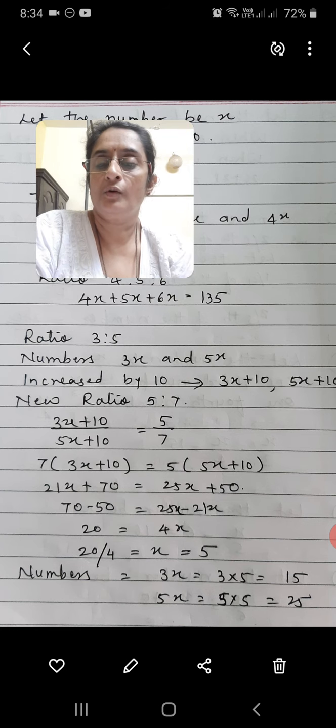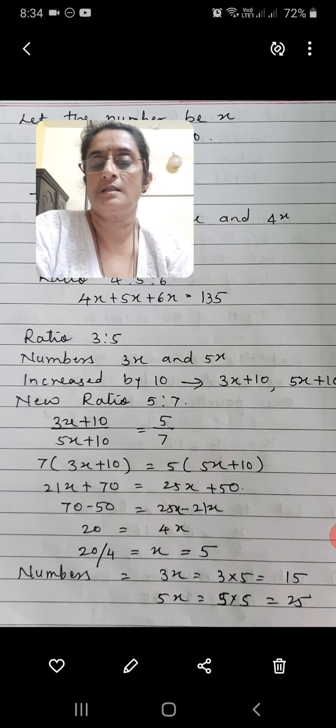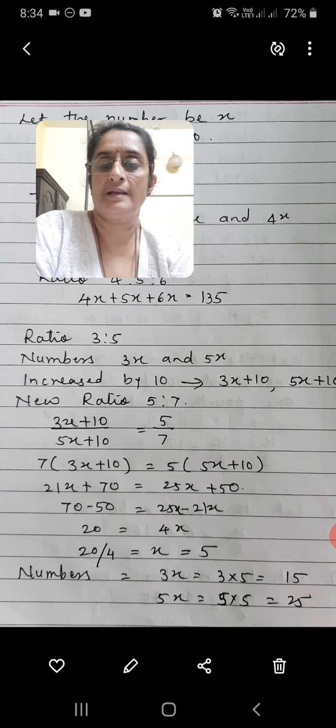So how are you going to write the ratio? The original numbers with 10 added are 3x plus 10 upon 5x plus 10. The ratio becomes 5/7. Now the equation is (3x plus 10) by (5x plus 10) is equal to 5/7. To solve it, we have to do the cross multiplication: 7 with 3x plus 10, 5 with 5x plus 10. So the x value I'll get is 5.